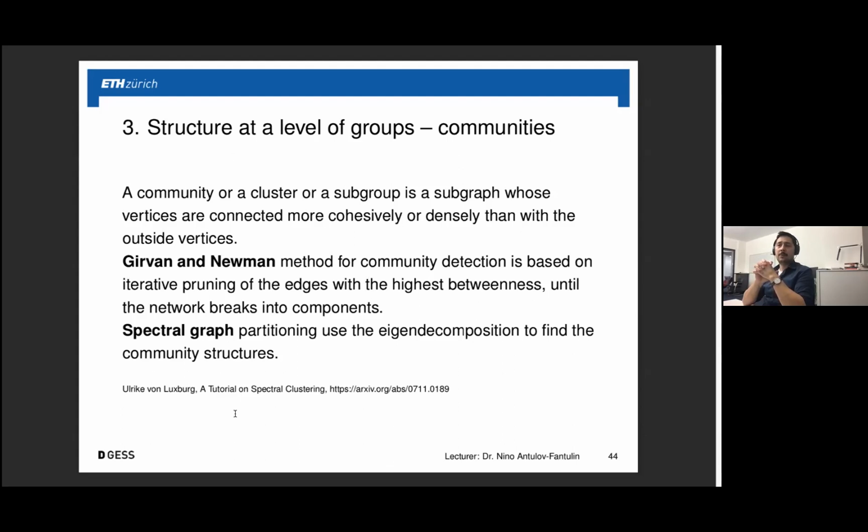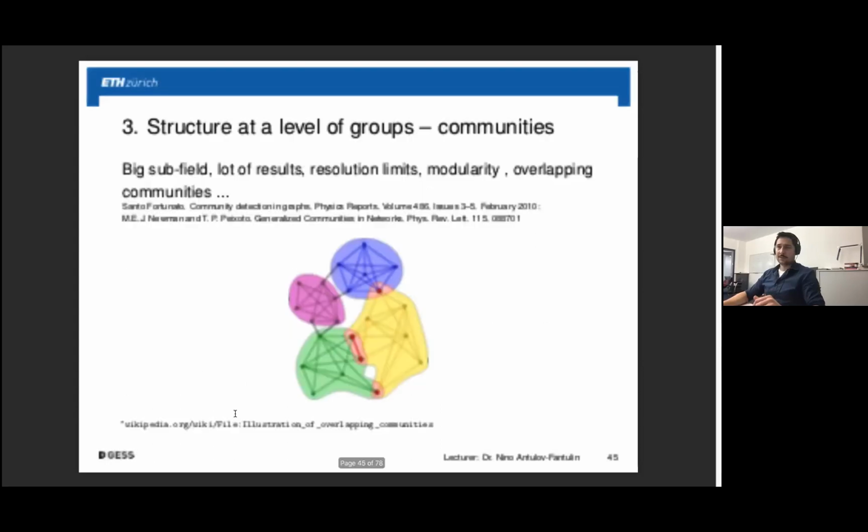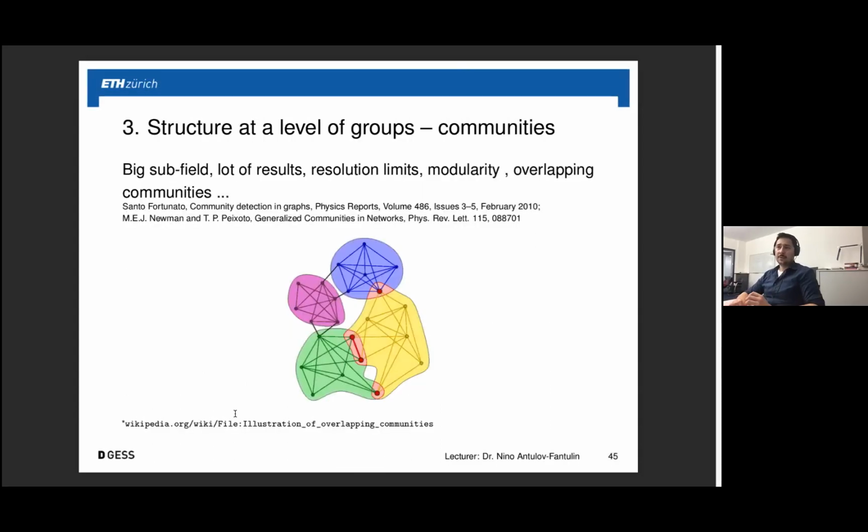Then we can be talking about spectral graph partitioning, that is again trying to analyze what are the communities and partitions based on the spectral properties of a graph. For example, a tutorial on spectral clustering is also written on the slides. I also have to say that this is a big subfield with a lot of results. There is something called resolution limits, when you can detect these communities, there is something called modularity, and there are overlapping communities.